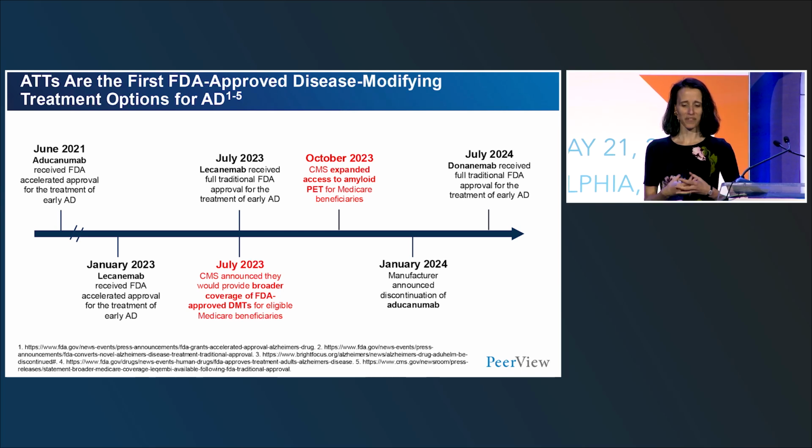Now, in terms of the timeline of how these agents and their reimbursement came about, really one of the key landmarks was the traditional FDA approval of lecanemab or Leqembi in July 2023, when very soon thereafter CMS confirmed that they would be indeed covering these anti-amyloid therapies quite broadly for eligible Medicare beneficiaries. And then just a couple of months later, CMS finally removed a restrictive national coverage determination for amyloid PET and enabled the real-world use of amyloid PET across the country.